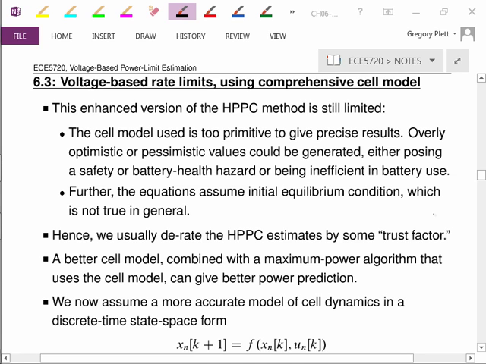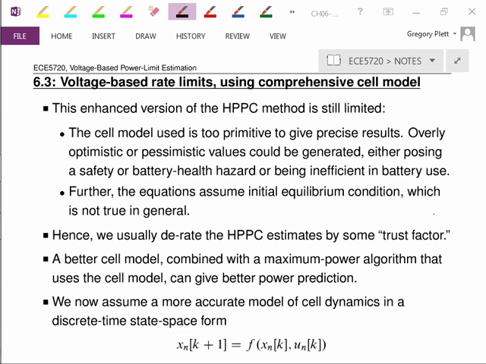We've just seen a description of the HPPC method, the hybrid pulse power characterization method for determining power limits. And we enhanced it beyond what we saw in Chapter 1 by not only maintaining voltage limits, but also SOC limits and current limits and power design limits as well to make sure all of those were maintained. The predictions that this method gives us are still limited, though.